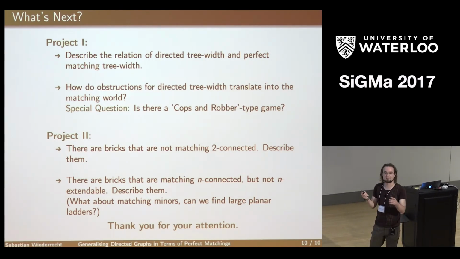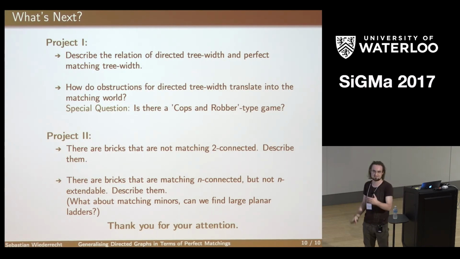So as we have seen, strong connectivity and matching connectivity are basically the same. And this stays the same for higher levels. So matching N connectivity is the same as strong N connectivity in directed graphs. So for braces, it's basically you're a brace if and only if you're matching two connected and the cover graph is bipartite. And for bricks, it gets a little bit more complicated.